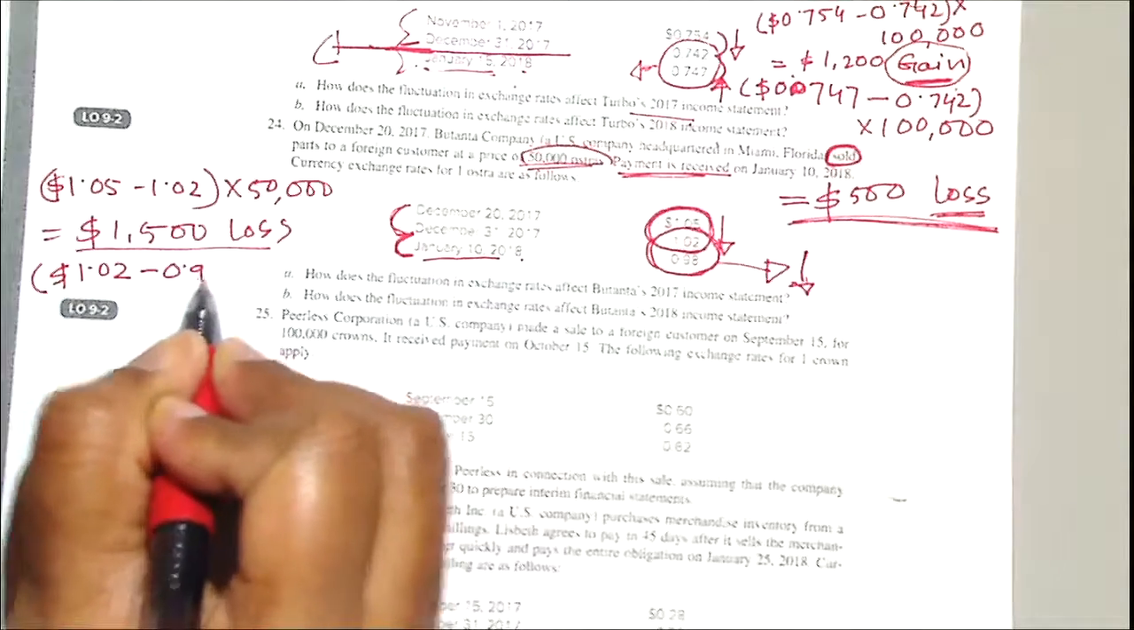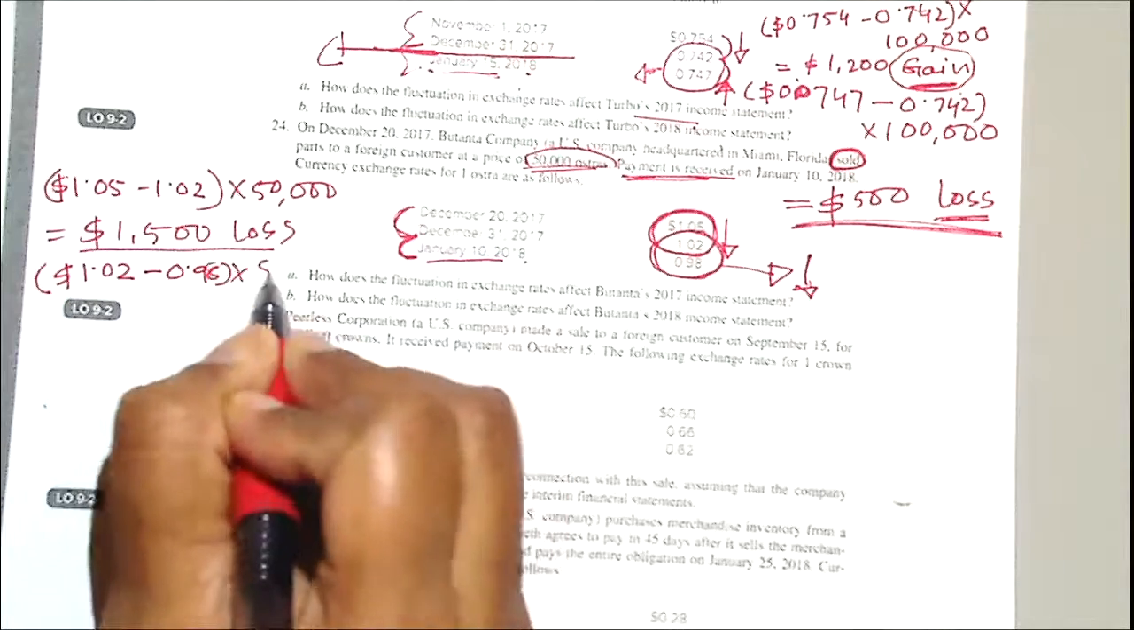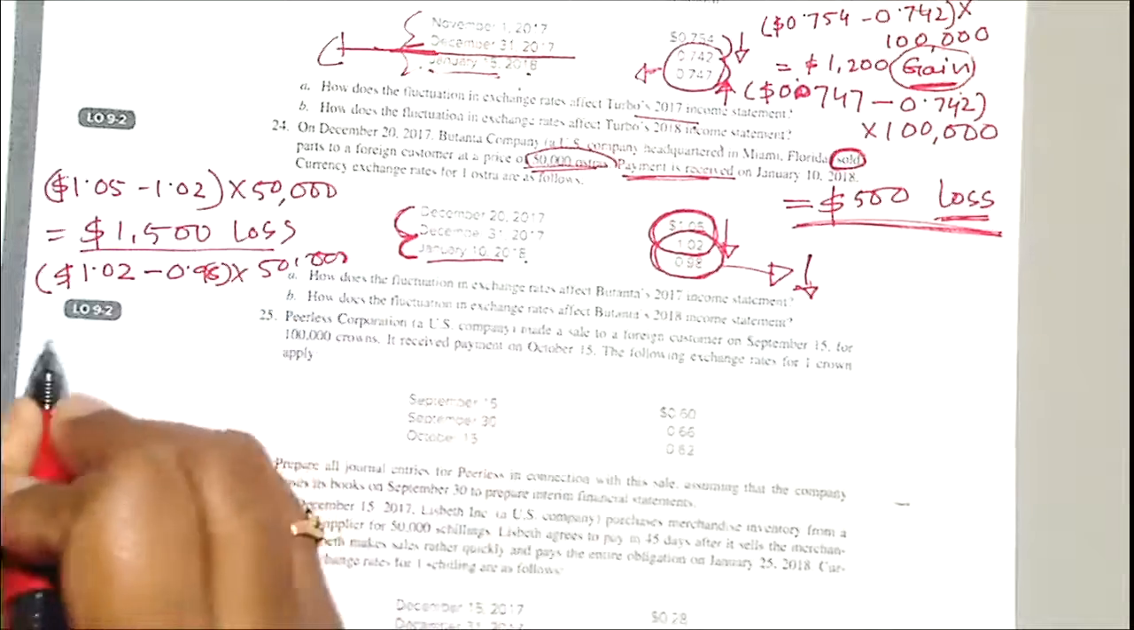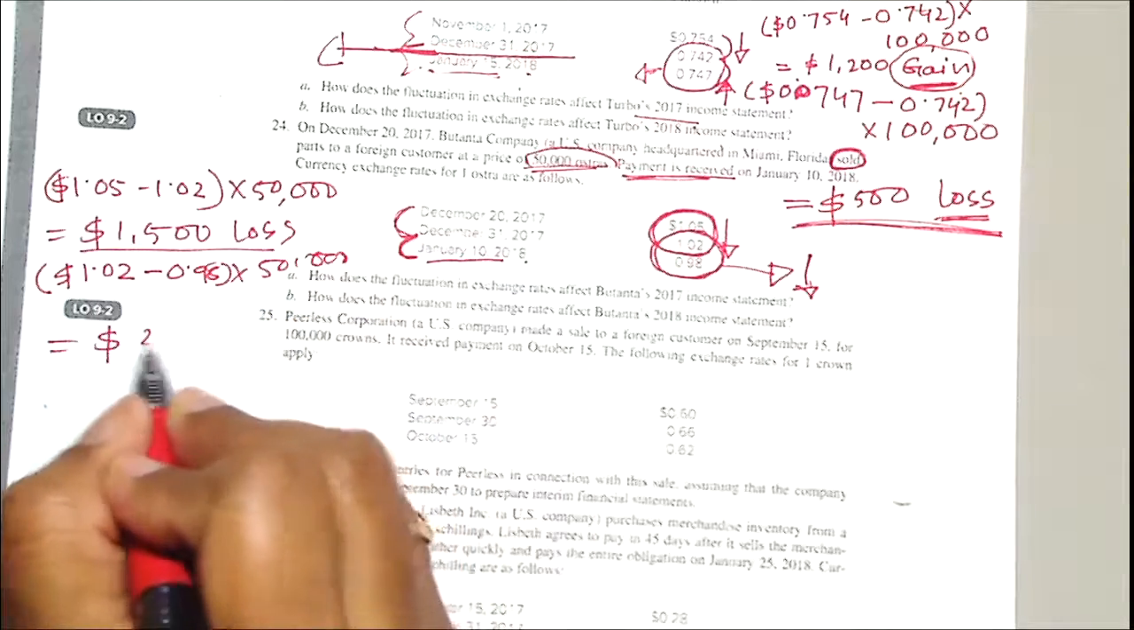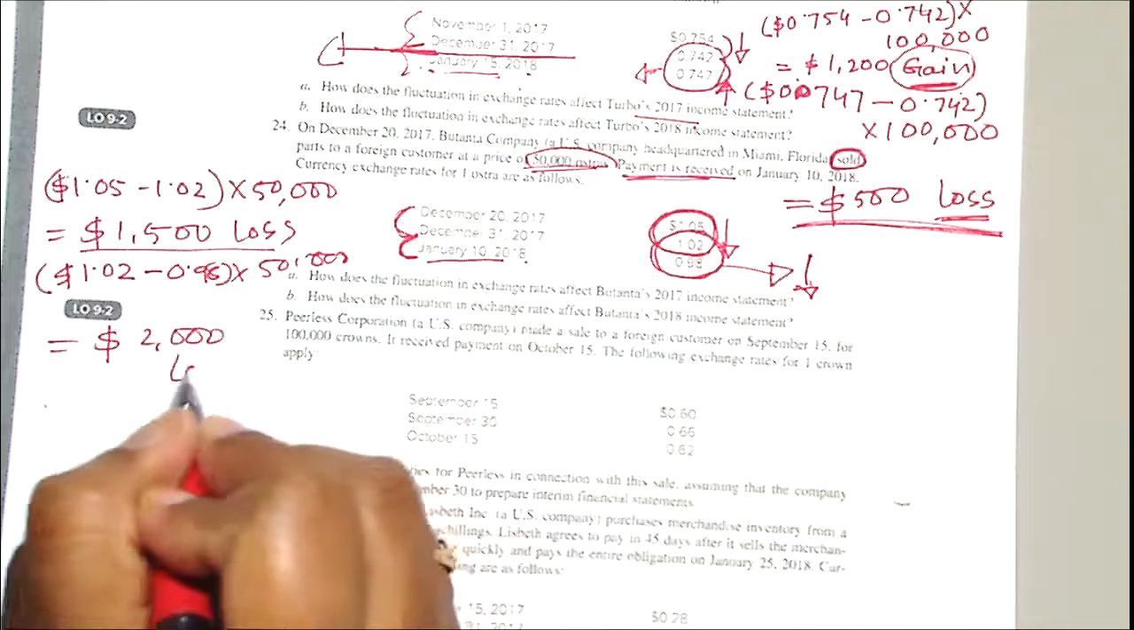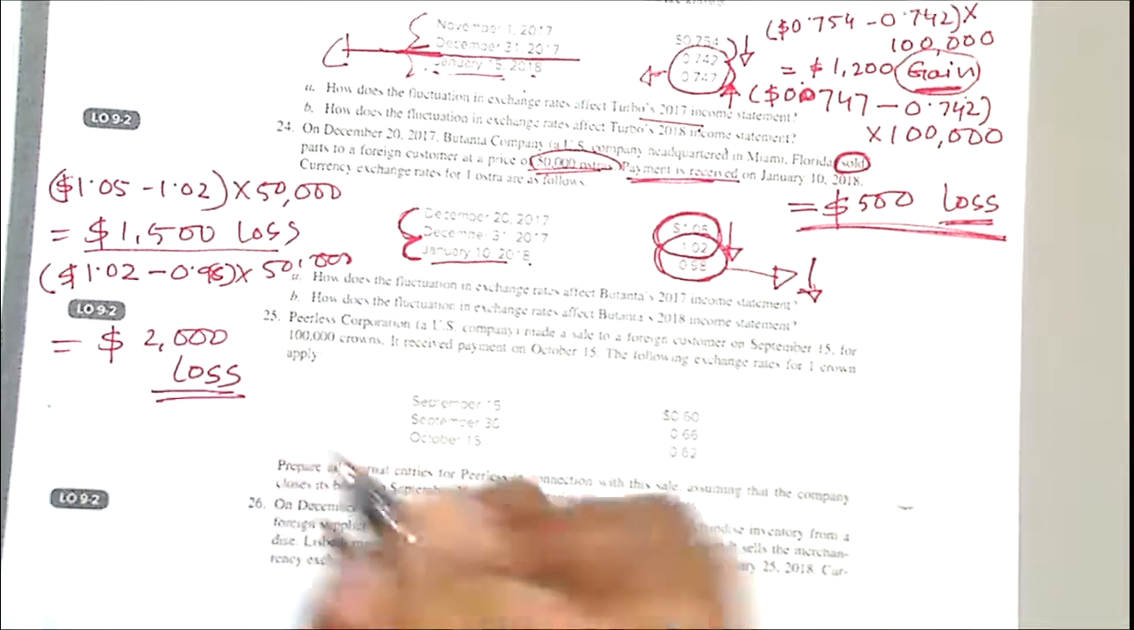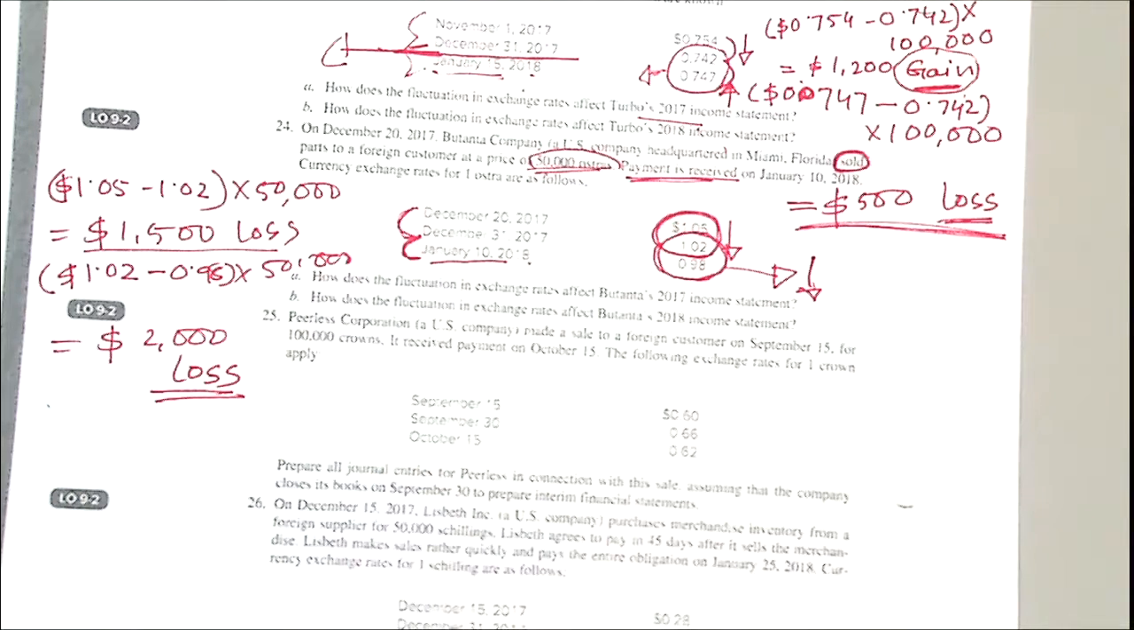Okay, so you have to multiply it by 50,000. That means your total loss is 2,000, right? The numbers are easy, but make sure you label it correctly. It's a loss. Is it okay? This one is fine? Okay, very good.